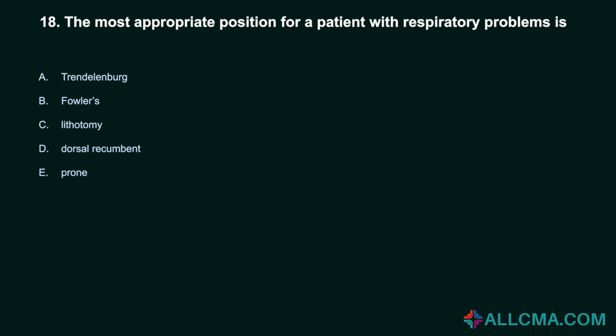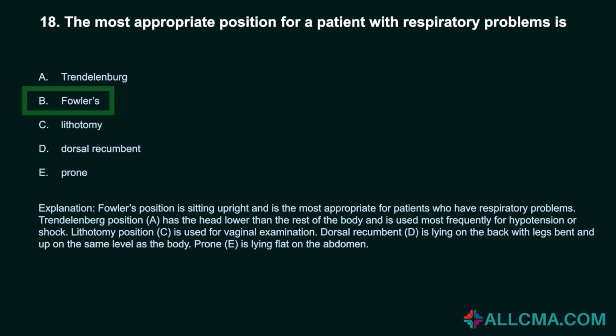18. The most appropriate position for a patient with respiratory problems is A. Trendelenburg, B. Fowler's, C. Lithotomy, D. Dorsal recumbent, E. Prone. Correct answer, B. Fowler's. Fowler's position is sitting upright and is the most appropriate for patients who have respiratory problems.